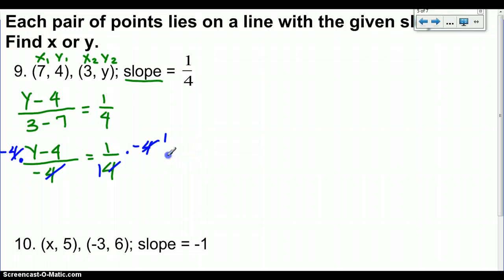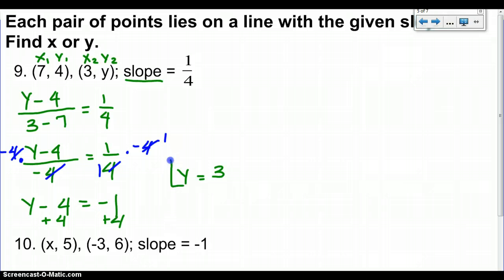Our equation will be y minus 4 is equal to negative 1, because 1 times a negative 1 is just negative 1. So to solve this now, we have to add 4 to each side, and our y will equal 3. So to get this slope, a 3 would have to be right there for our slope to be 1/4.